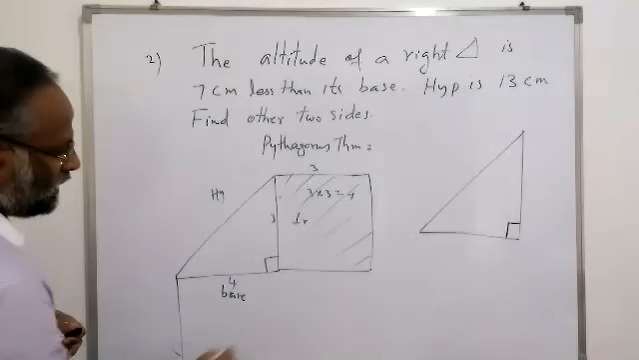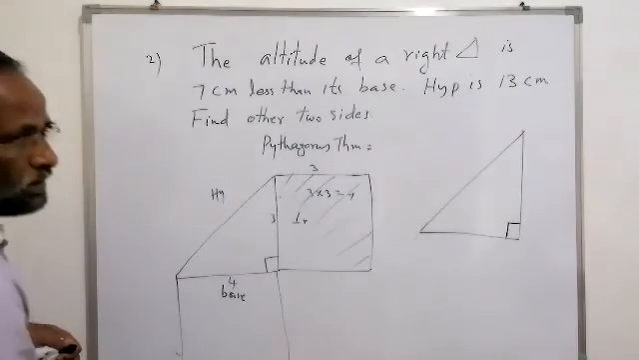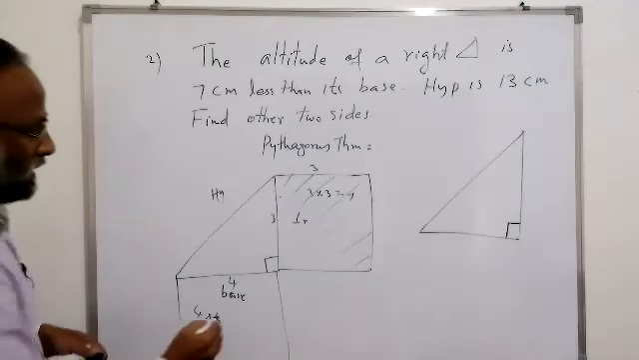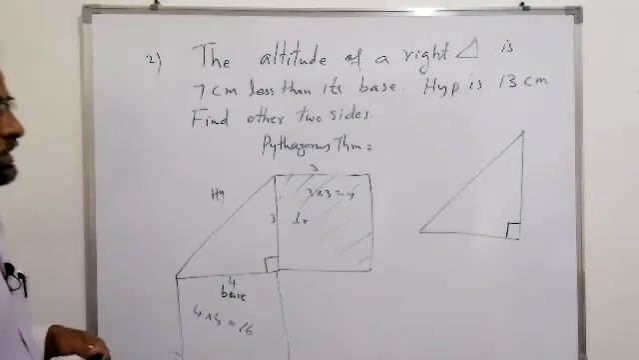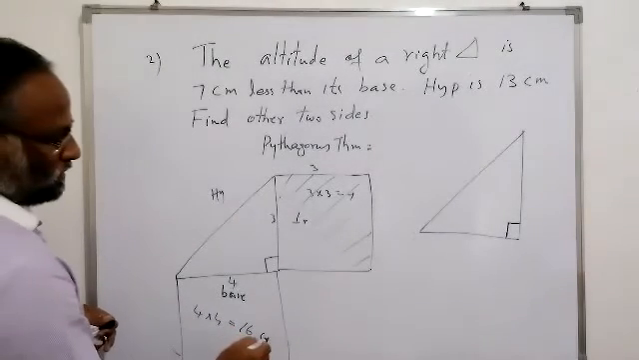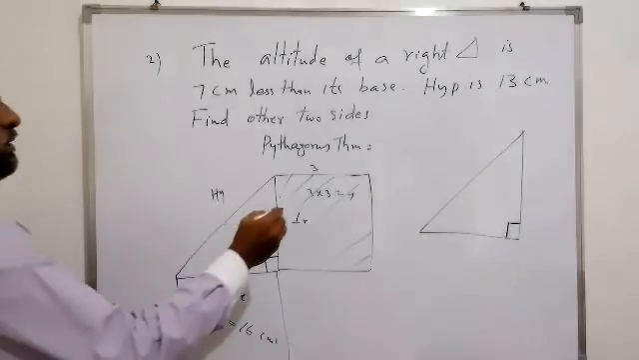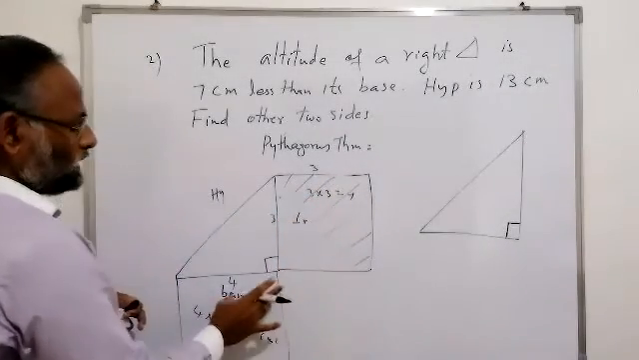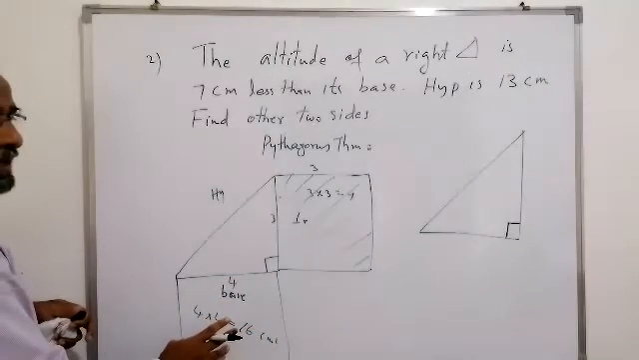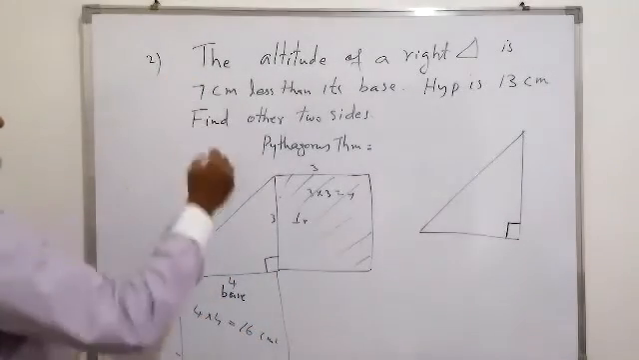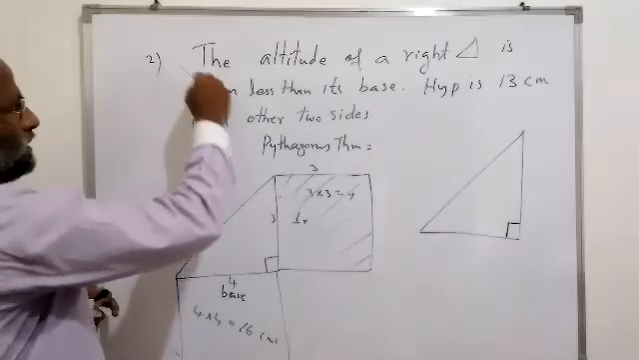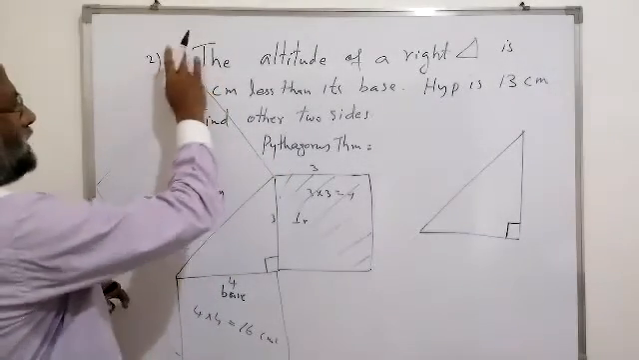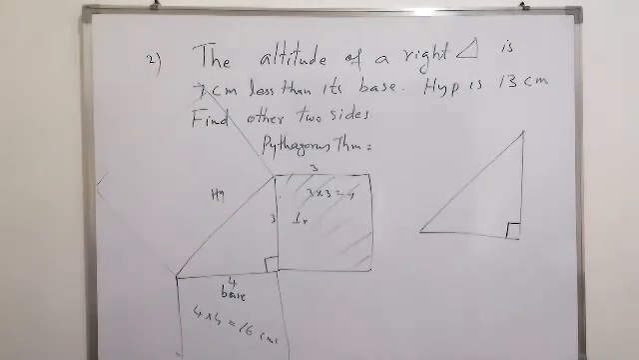Then suppose the base is 4, and I extend it. Make a square. What is this? 4 into 4, square of the base. That means 16 centimeters square. See, Pythagoras is telling the square of the perpendicular plus the square of the base will be the square of the hypotenuse. Suppose I am making this. No rectangle, make square. I have limitation of time and place.